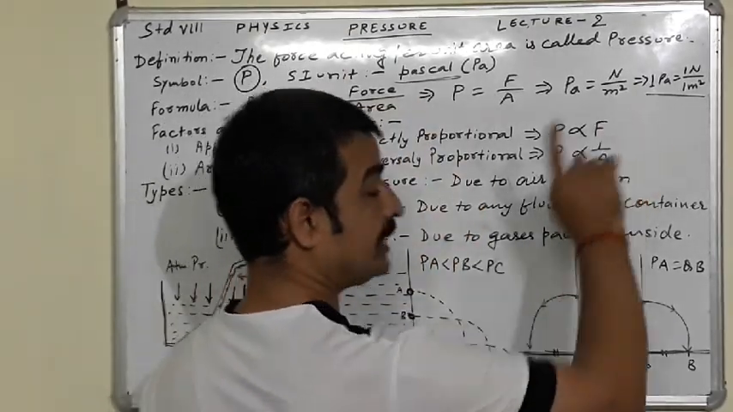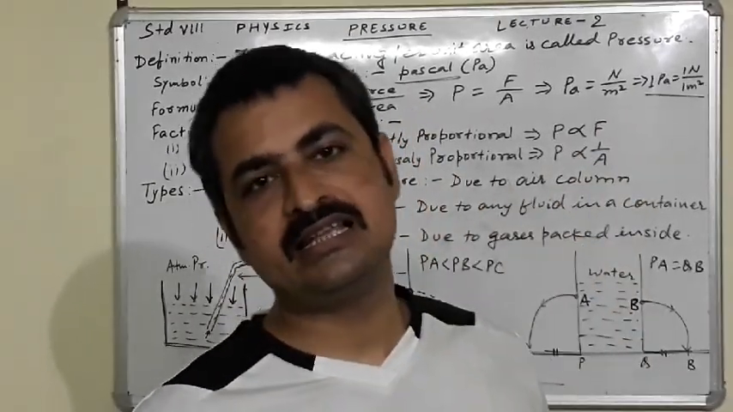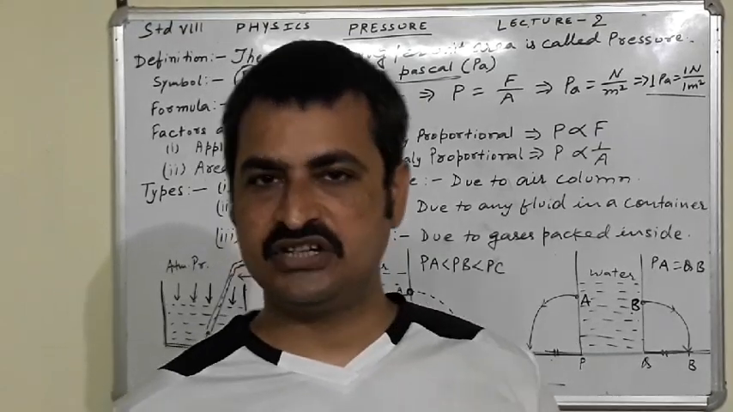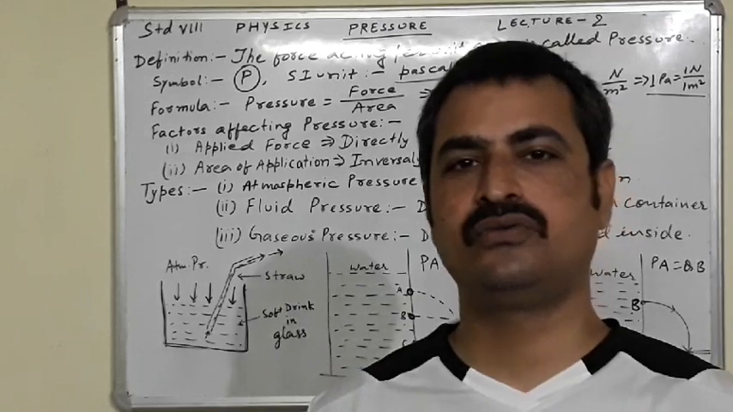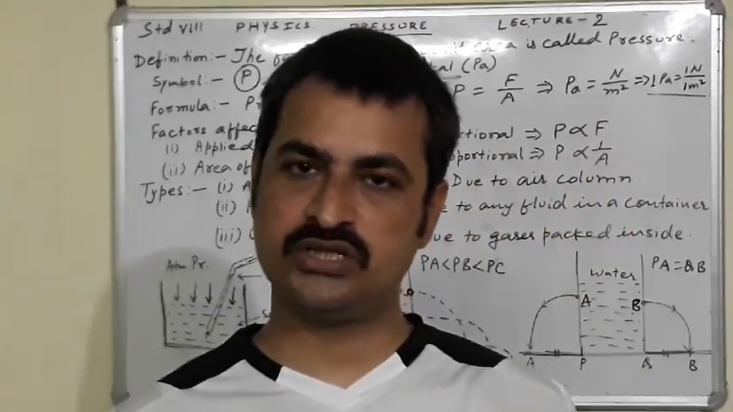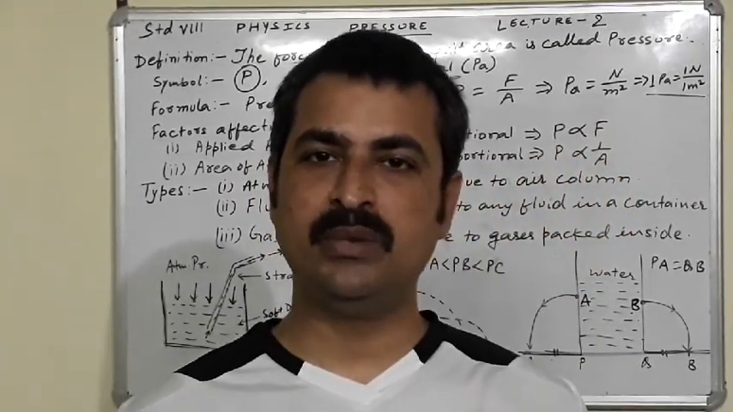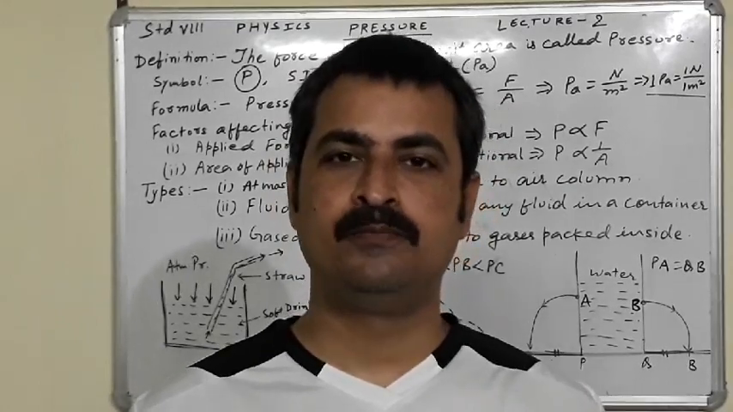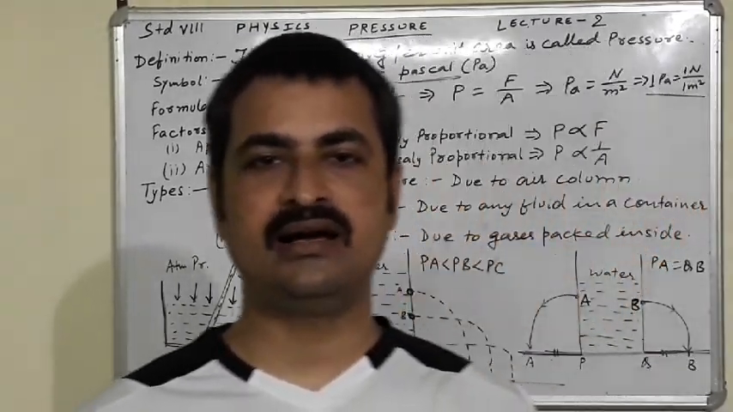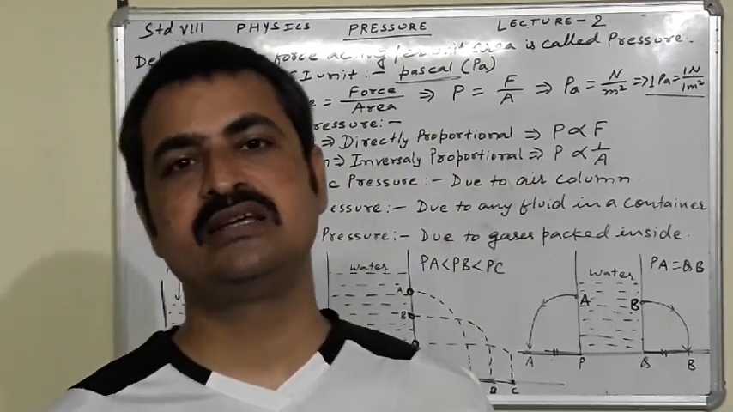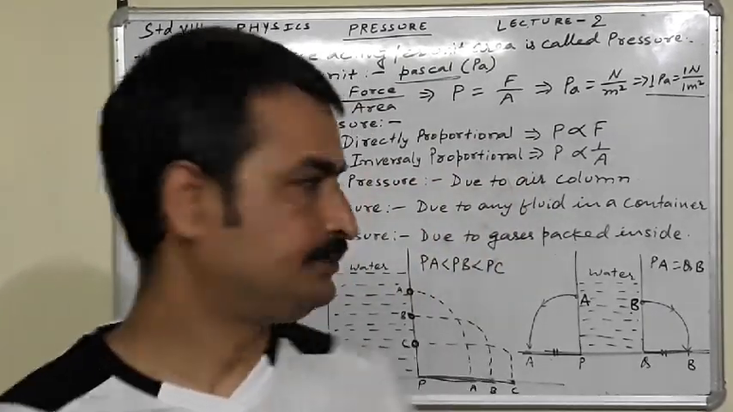1 Pascal pressure is defined as the pressure exerted due to application of 1 Newton force on 1 meter square area. When 1 Newton force is applied on 1 meter square area, then exerted pressure is 1 Pascal.